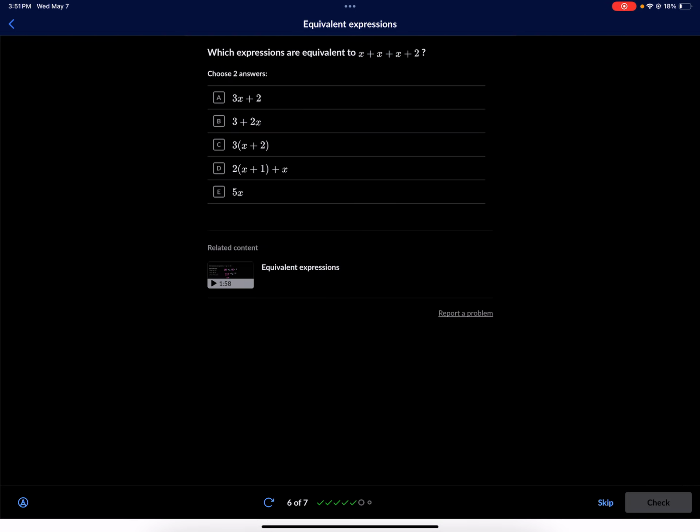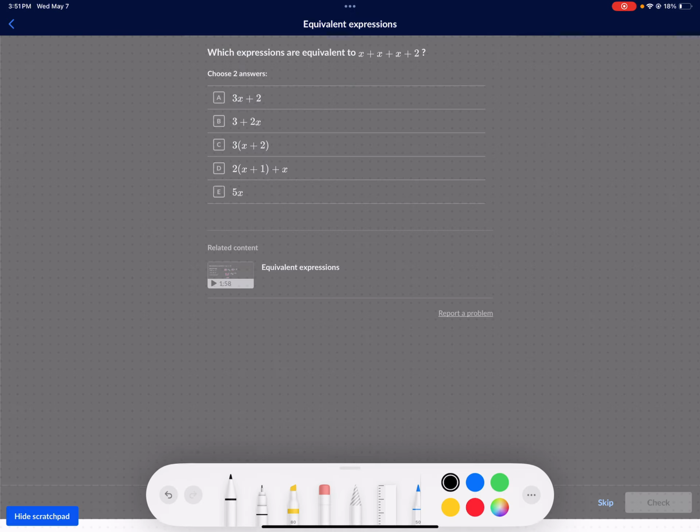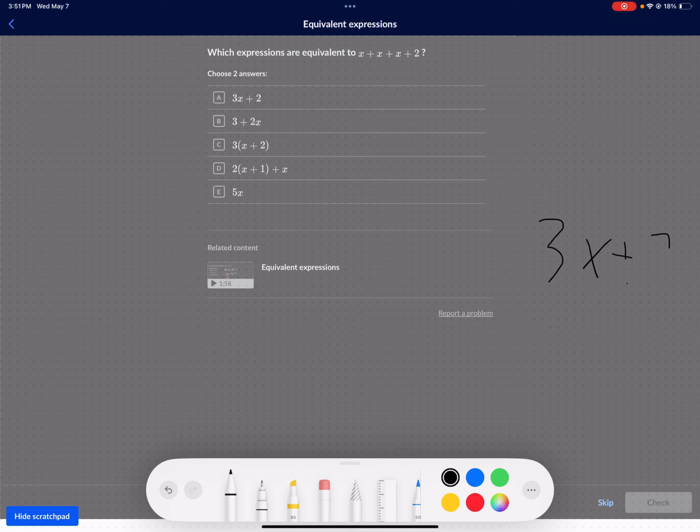Okay. Which expressions are equivalent to x plus x plus x plus 2? So we have x plus x plus x plus 2, which is 3x plus 2, because 1 plus 1 plus 1 is 3x plus 2. It says right here for A, and it's not it for B, because that would be that they're flipping it around. It's not it for C either, because we have 3 times x, which is 3x, and then 3 times 2 is 6, so it's not C either.